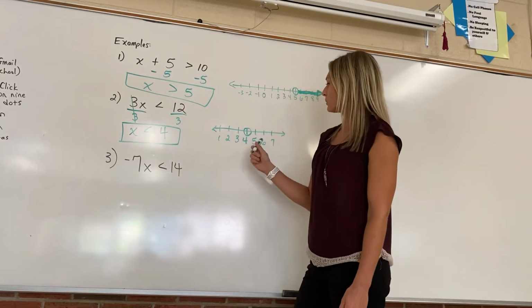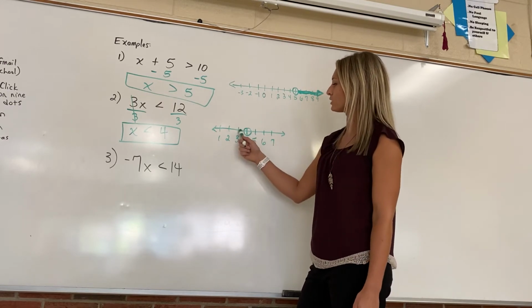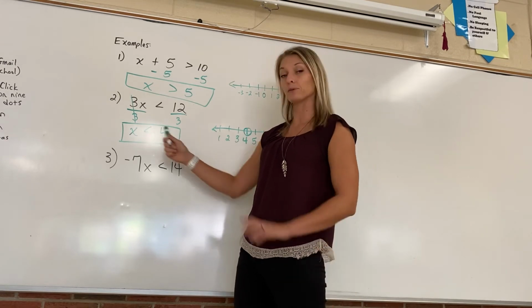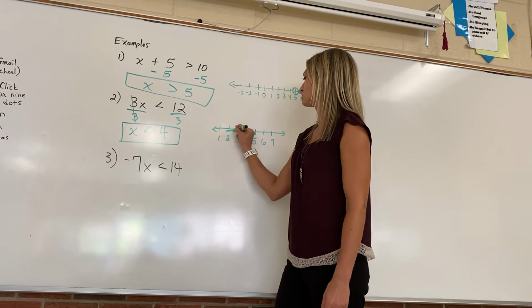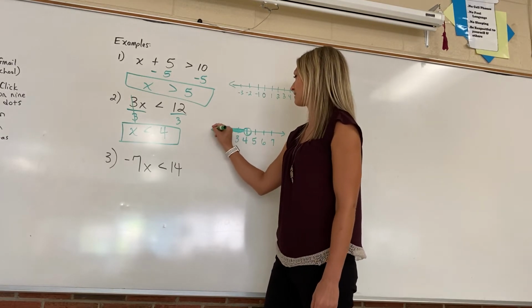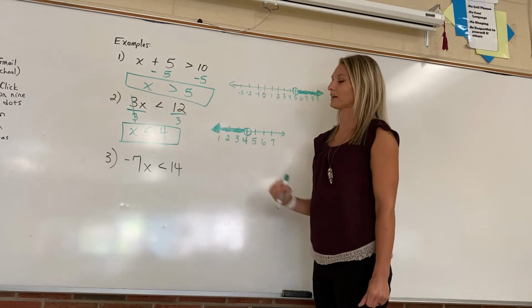So, which numbers are smaller than 4? That way or that way? Well, if I look at it, these are the smaller numbers. And if you remember that trick, it's kind of pointing to the left. So that means that you shade to the left. So this shows any number in this direction on the number line will work in that inequality.